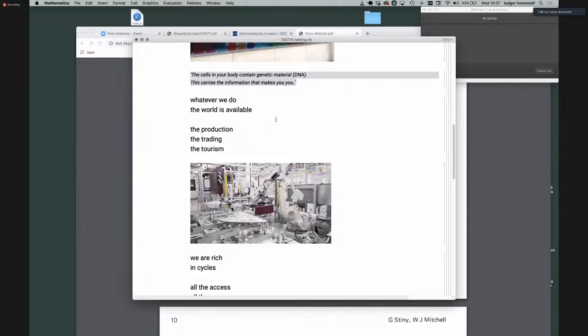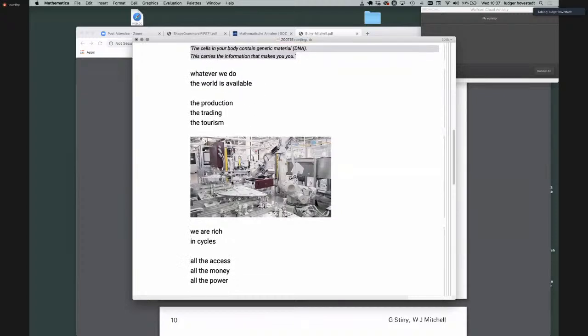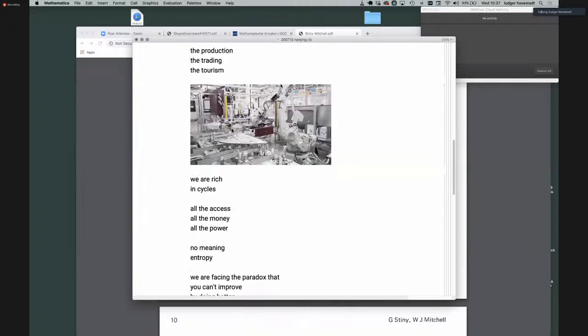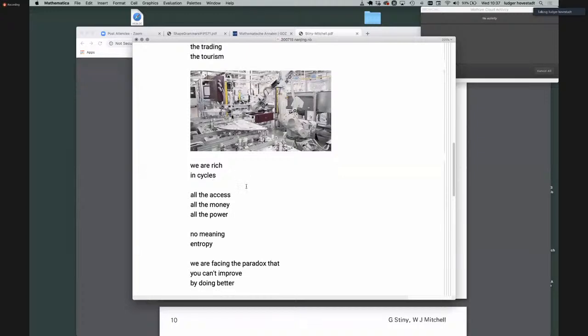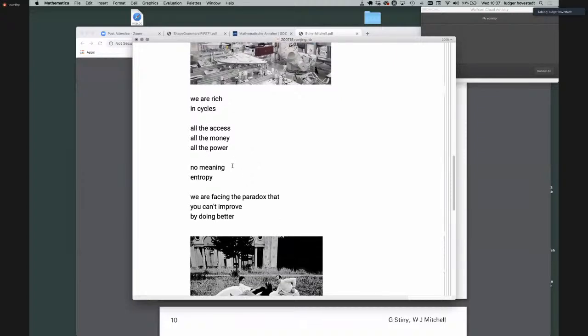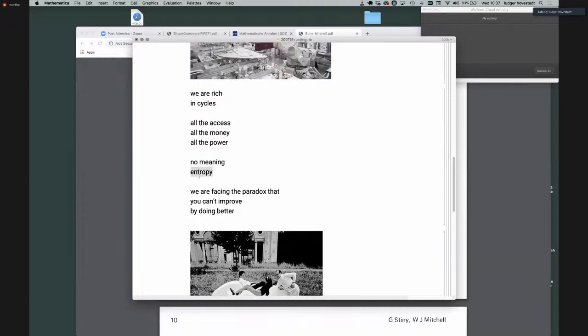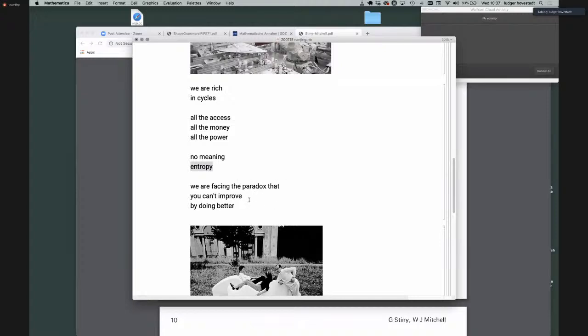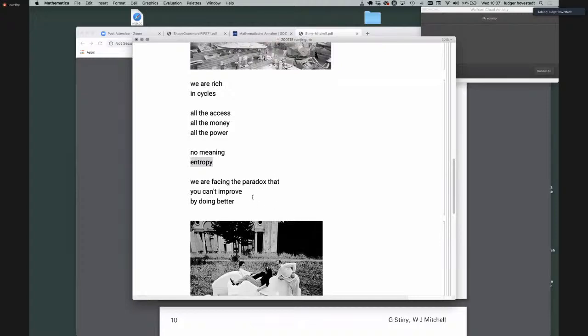Whatever we do, the world is available. The production, the trading, the tourism, all this is somehow connected. We are very rich in all these cycles, all the repetitions and so on. All the access, all the money, all the power. And all this makes no meaning. In thermodynamics, we call that entropy. We are facing the paradox that you can't improve by doing better.